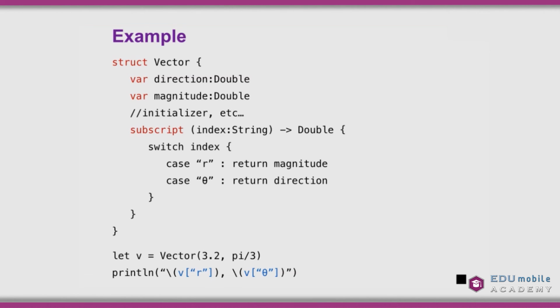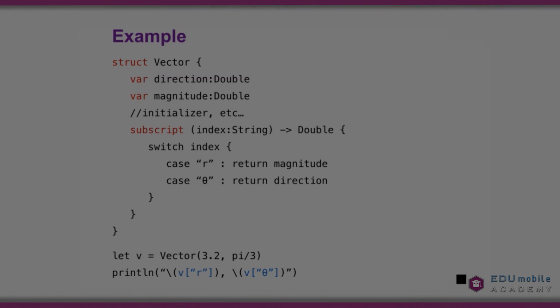So then down in further code, we can let v equal a Vector, 3.2 and then pi over 3, where the magnitude is 3.2 and the direction is pi over 3. And then I can println v sub r and v sub theta to get this. Notice that r and theta, though, are strings, and they have to go into the subscript as strings. I can use integers as subscripts. I can even use doubles. I can use virtually anything I want to, as long as it makes some sort of sense. Thank you very much.